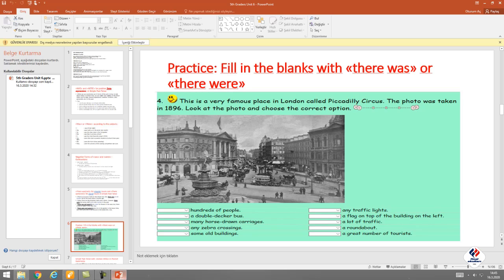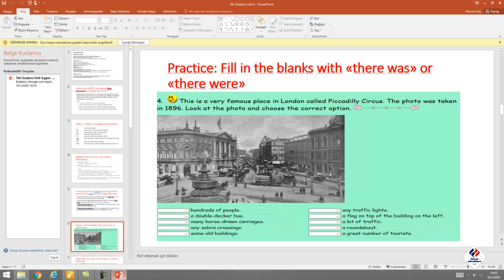Some old buildings. Yes, of course, there were some old buildings. 1, 2, 3, 4, 5, 6, 7, maybe 8 buildings I can see in this picture about the past time. Traffic lights, again we have any here, so we need a negative past statement. There weren't any traffic lights.